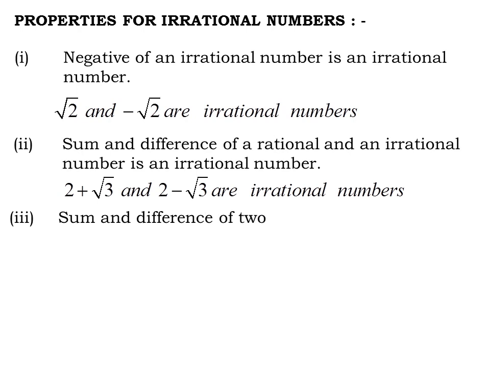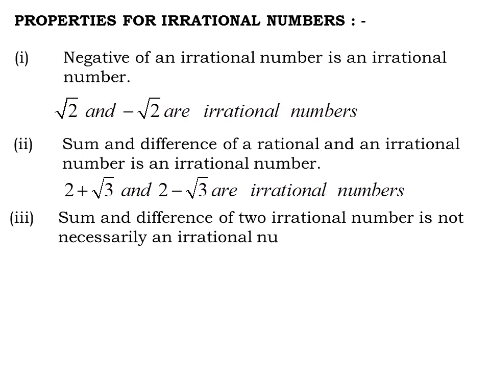The third property: the sum and the difference of two irrational numbers is not necessarily an irrational number. In the previous property, we learned that if we add or subtract a rational and an irrational number, we get an irrational number. But whenever I am adding or subtracting two irrational numbers, it is not necessary that we will get an irrational number. For that, we are taking the examples of property number 2.